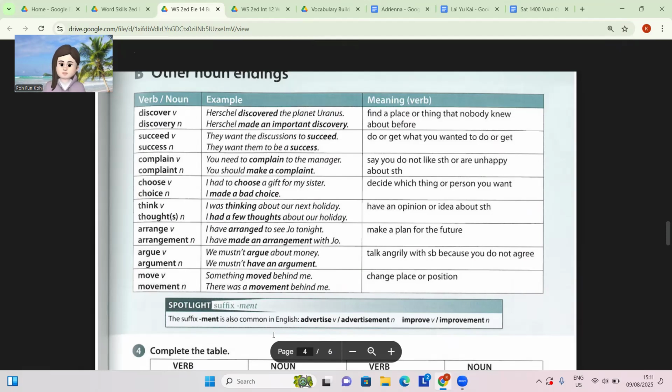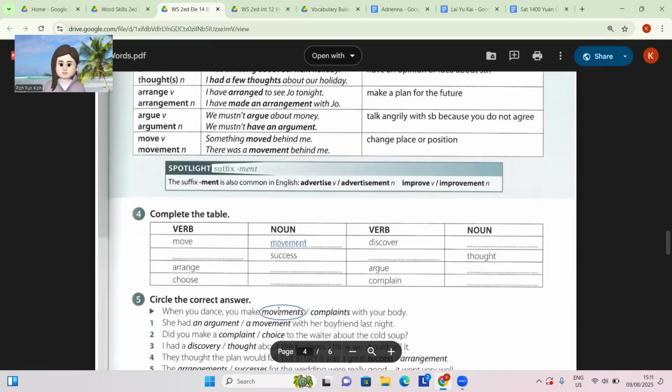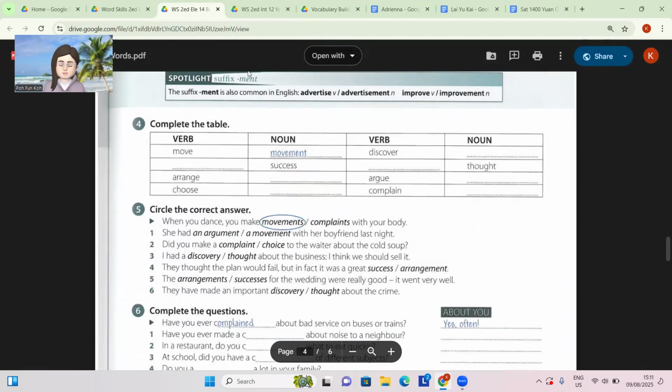Okay, let's try it. Move, movement. Arrange, what is the noun form? Arrangement. Choose, choice. Discover, discovery. Argue, argument. Complain, complaint. Yes, complaint with T. Okay, good.